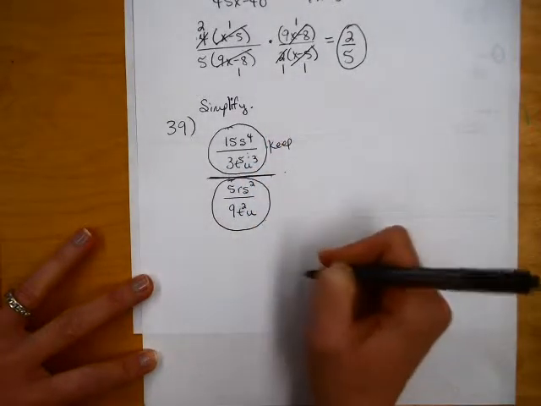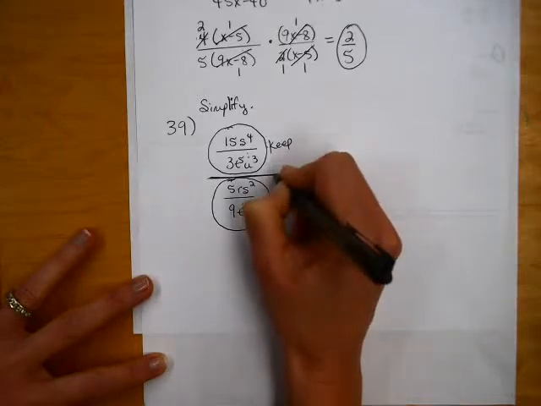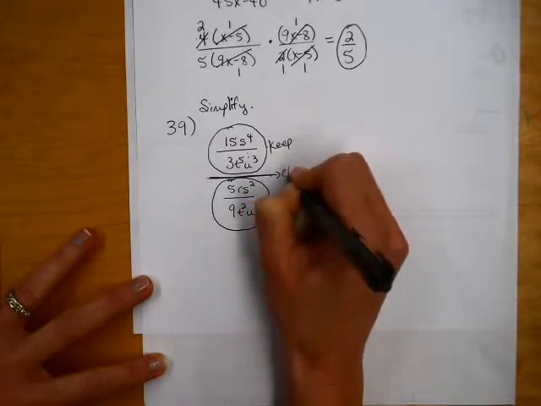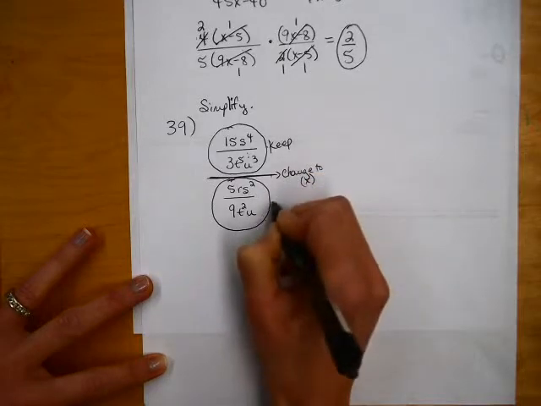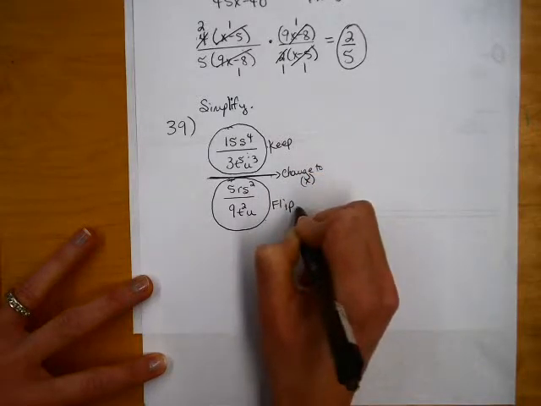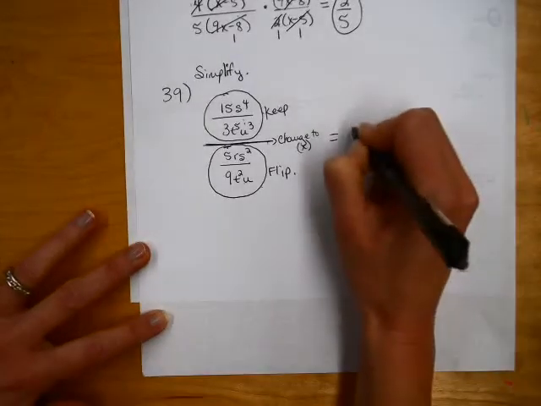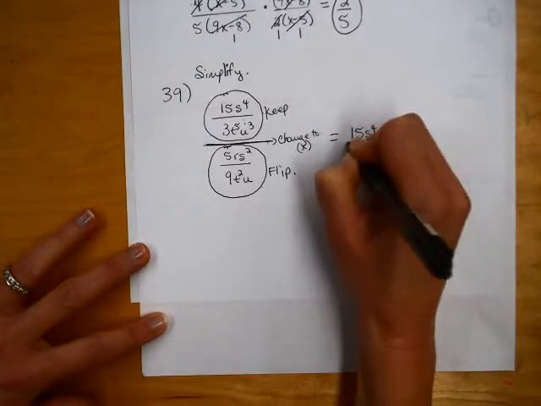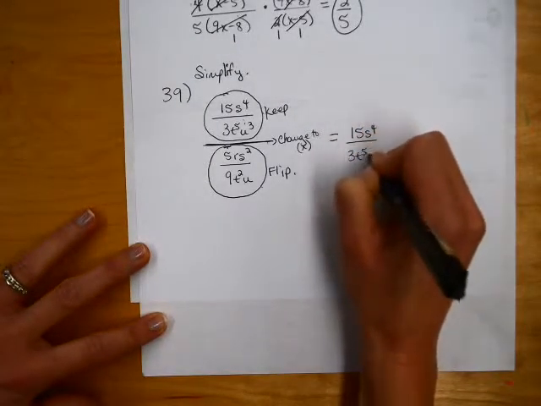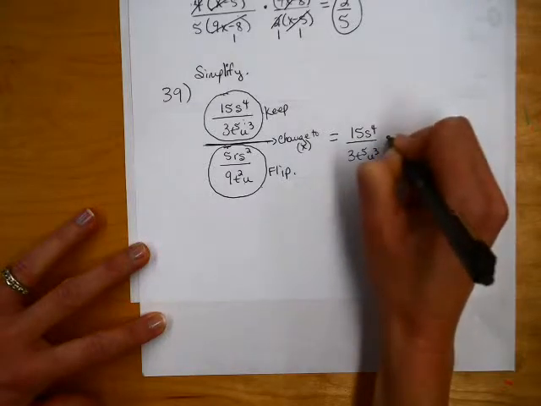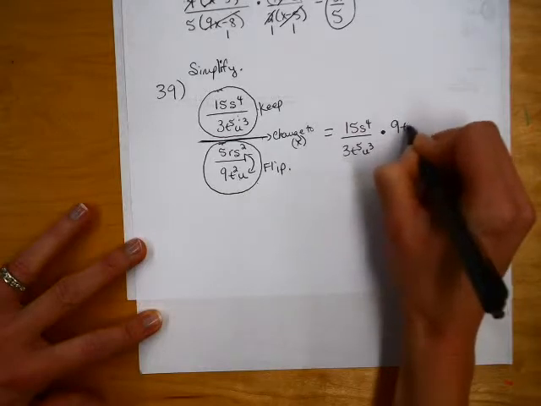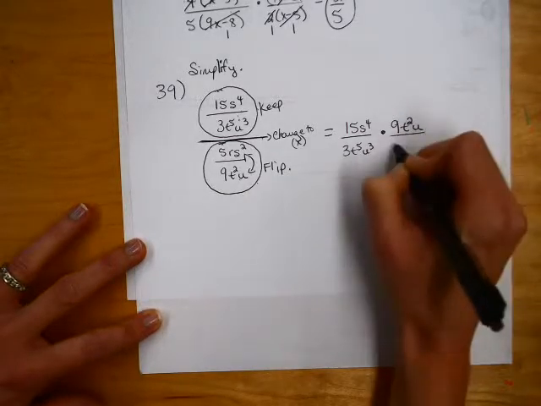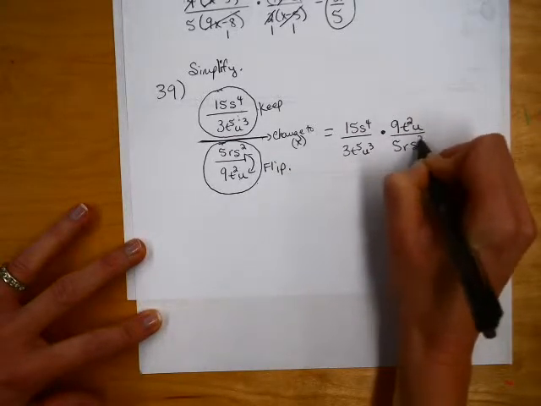I keep the top fraction the way that it is. I change this division to multiplication, and I flip this bottom fraction. So this is going to really be 15s to the 4th over 3t to the 5th u cubed times, and I'm going to flip this bottom fraction over. So I'm going to have 9t squared u on the top over 5rs squared on the bottom.